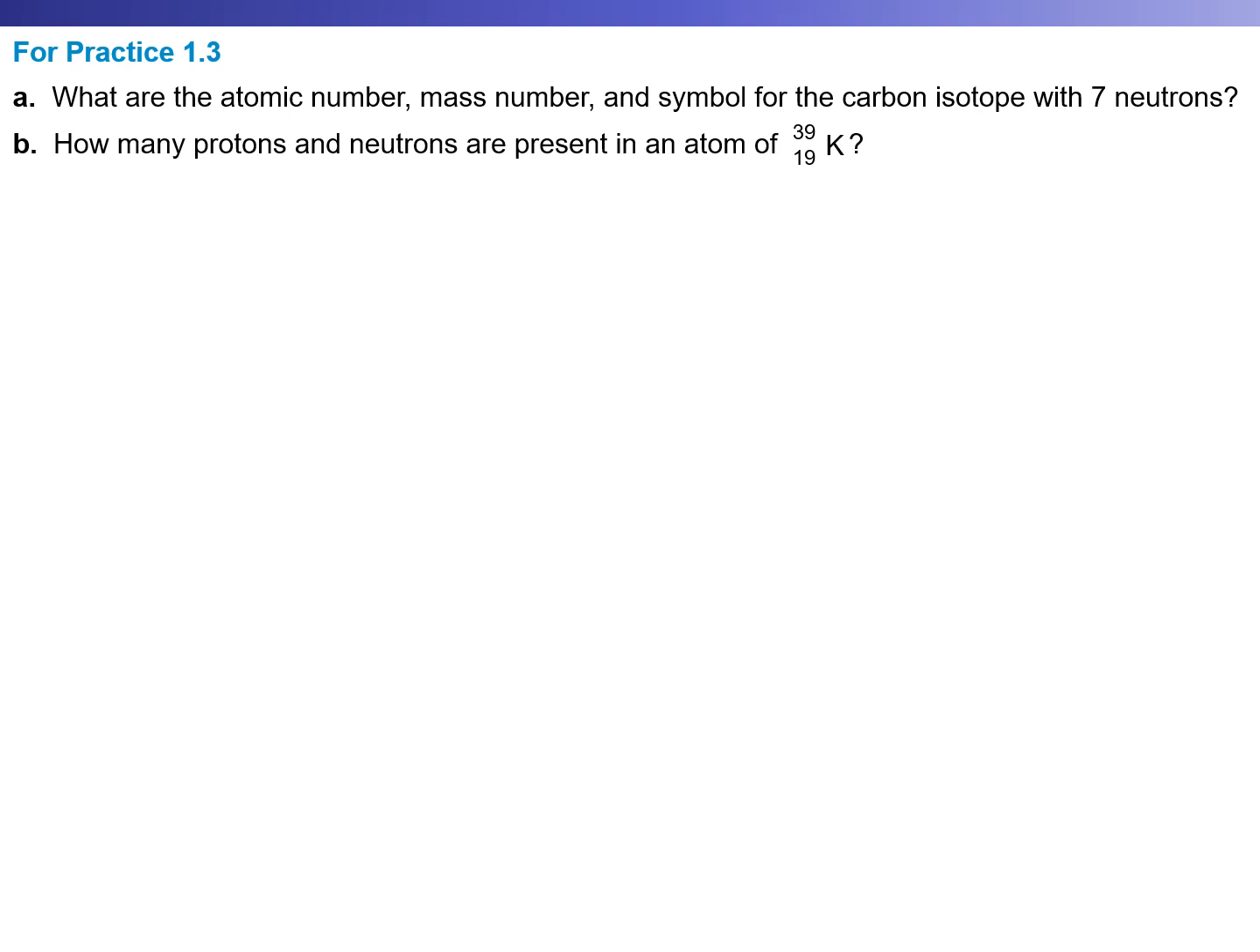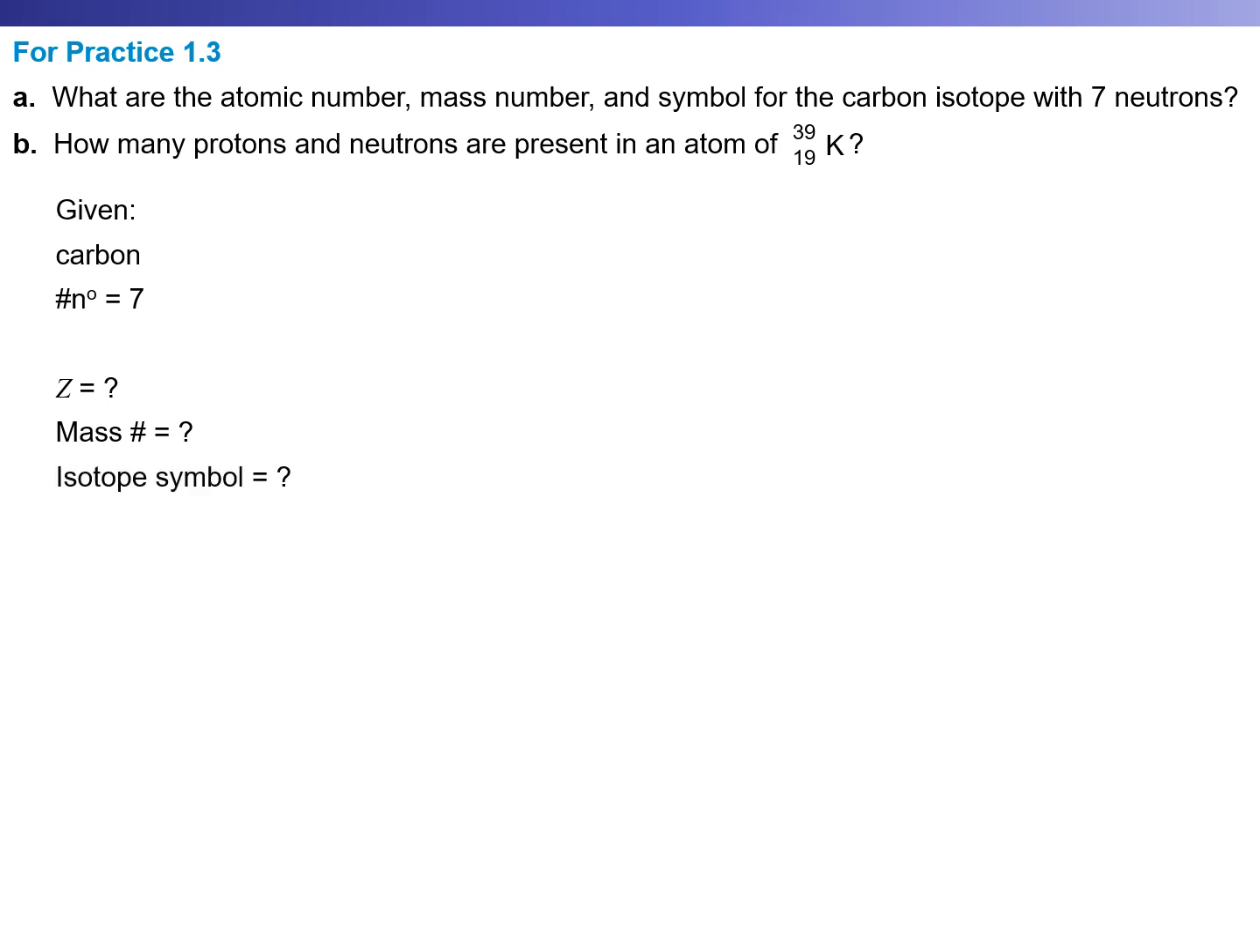And this question is asking us to approach that information from 2 different facets. So let's go ahead and get started. Part A says, what is the atomic number, the mass number, and the symbol for a carbon isotope with 7 neutrons? All right, so what we're given here is that we're dealing with carbon and that we have 7 neutrons in this sample. And we're being asked to come up with the atomic number, which we can abbreviate with the letter Z, the mass number, and come up with the symbol for the isotope.